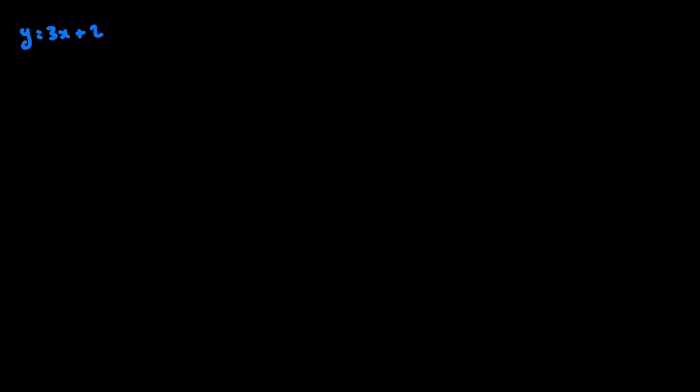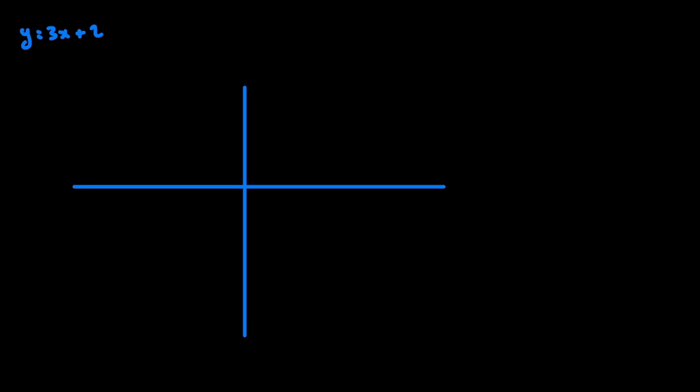So today we're going to learn how to graph linear functions. And we're going to start with this example over here, y = 3x + 2. If we're given a linear function like this, and we're told to graph it on an xy plane like this, the first thing we always need to do is break down what the actual important values in this linear function are.